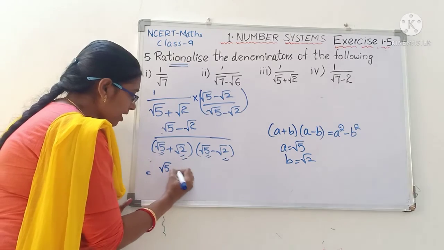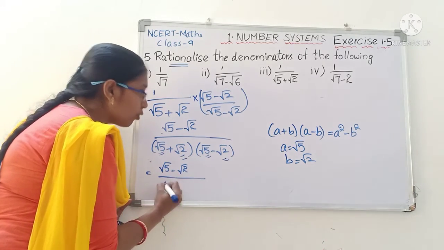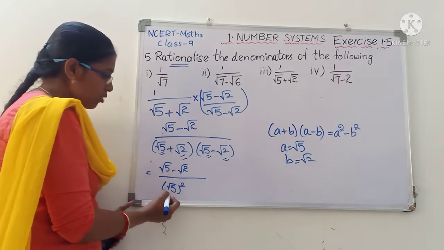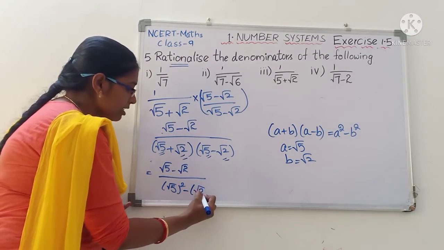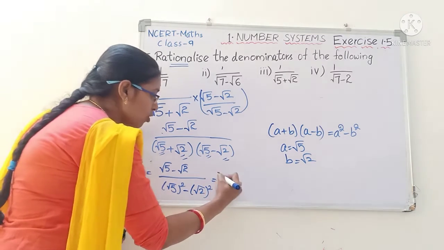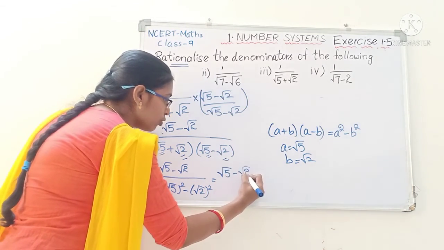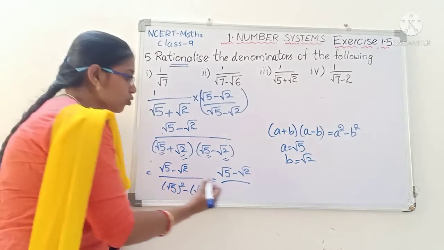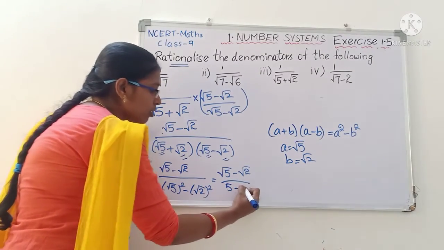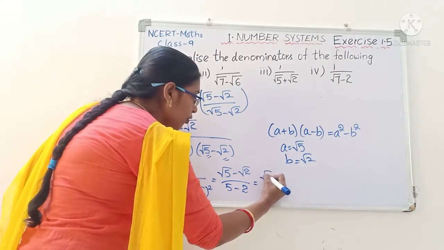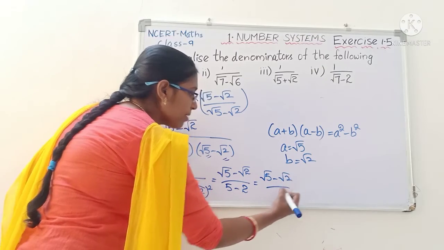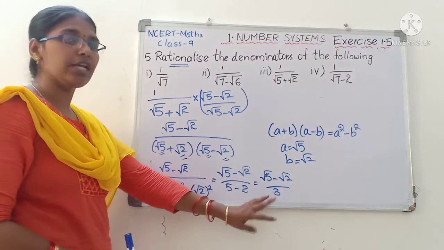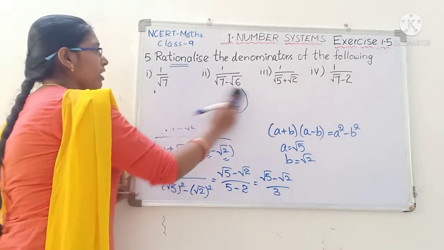Now what do you get? Root 5 minus root 2 by root 5 whole square. A plus B into A minus B is A square minus B square. A square is root 5 whole square minus root 2 whole square. So root 5 minus root 2 by root 5 whole square is what? Root A whole square is A. So root 5 whole square is 5 minus root 2 whole square is 2. Root 5 minus root 2 by 5 minus 2, which is 3. So you are able to rationalize the denominator. In the denominator you have a rational number now. Let's solve the next problem children.